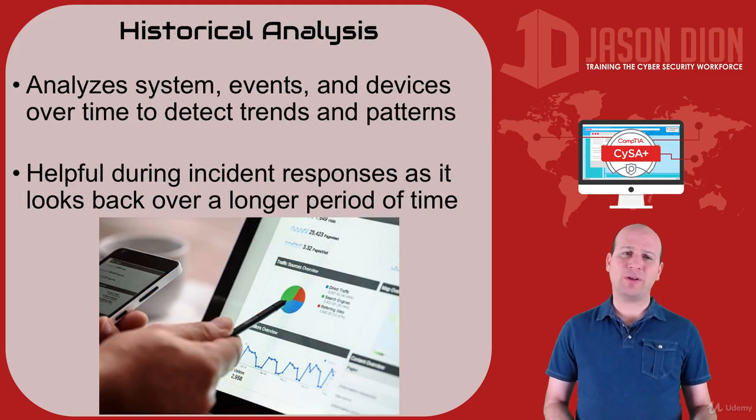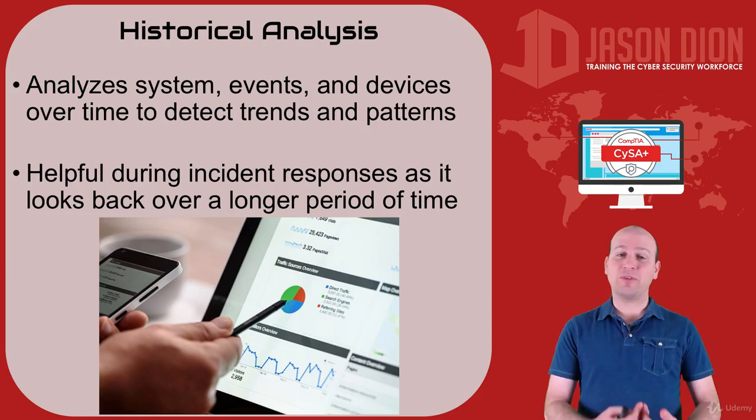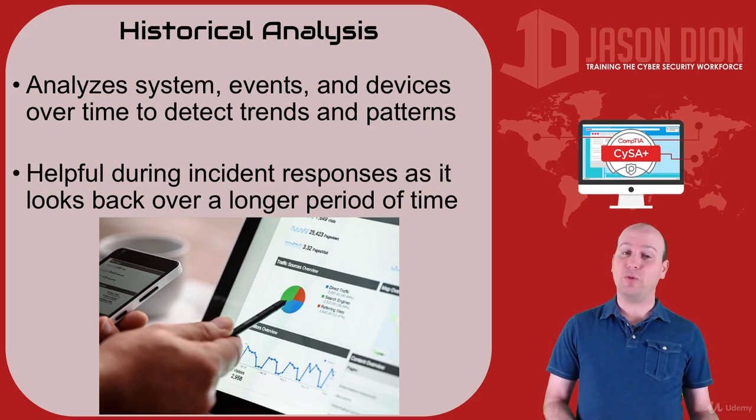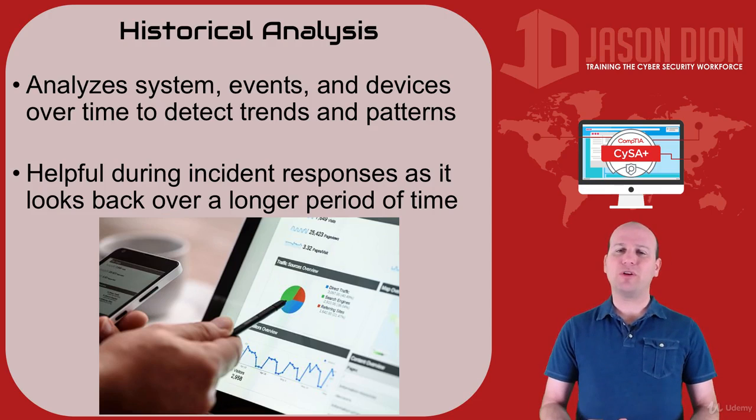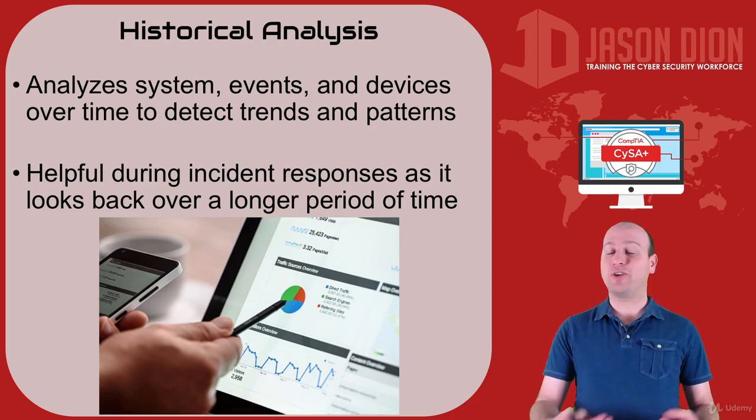Now, how is trend analysis different than historical analysis? Well, historical analysis looks at all the same systems, events, and devices over time to detect the patterns and trends. But the big difference here is that it's usually done over a very, very long period of time. And oftentimes you're looking in the rearview mirror with historical analysis. With trend analysis, you're looking forward based on your past history. But in historical analysis, you're looking backwards because something bad already happened.